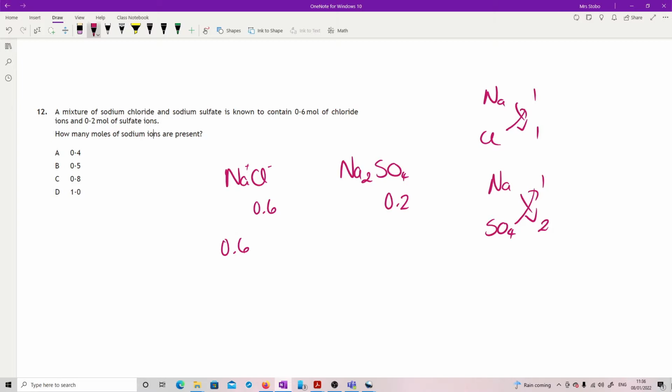Now, if I have 0.2 moles of this, I have 0.4 moles of the sodium, because this is a 1 to 2 inside the formula. Okay, add these two together, and I get 1 mole of sodium ions, and that's what the question is asking me to figure out. It's a very common type of question. You work it the same way every time.